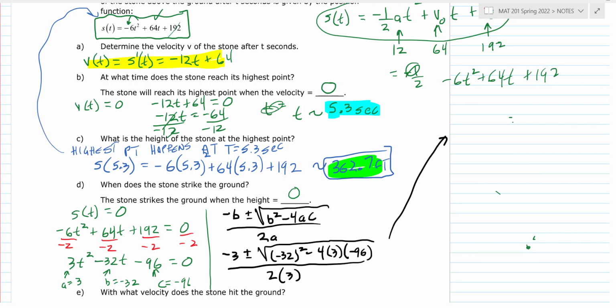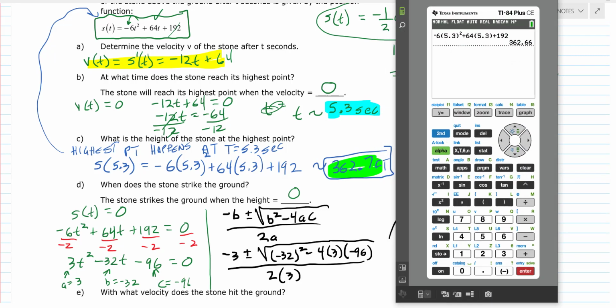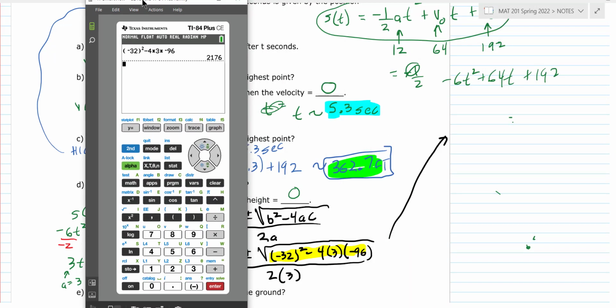So let me pull up my calculator. What I usually like to do on something like this is just do the discriminant. The discriminant is the part under the radical. I'm going to do that in one step. So I've got negative 32 raised to the second power minus 4 times 3 times negative 96. And we'll record that. That's 2176. So I'll put this over here then.